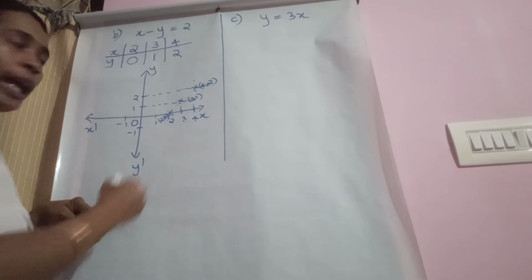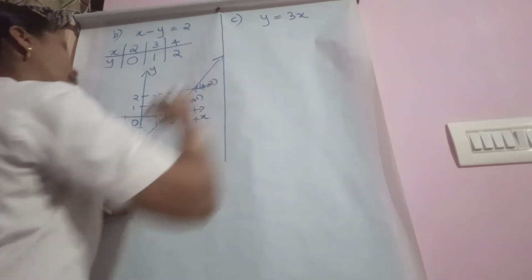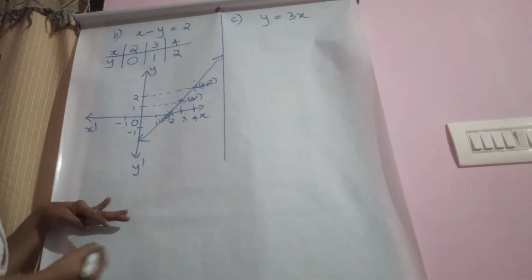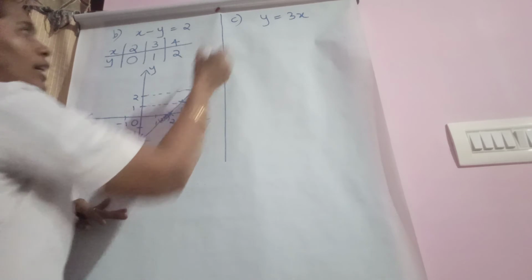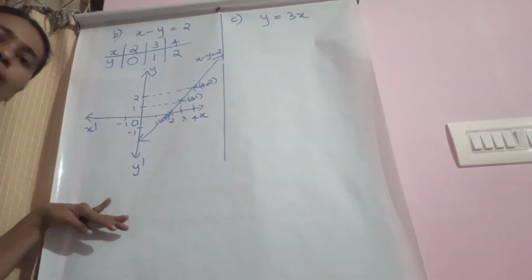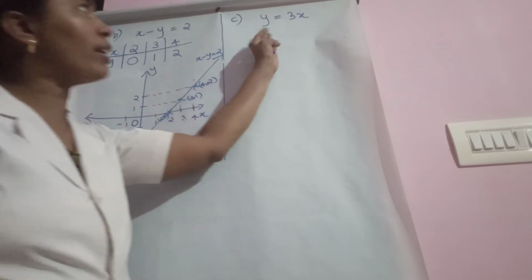Using your scale and pencil, join the 3 points and extend the line to both directions. And on one end, you can write x minus y equal to 2. Finished. Let us move to our next question.